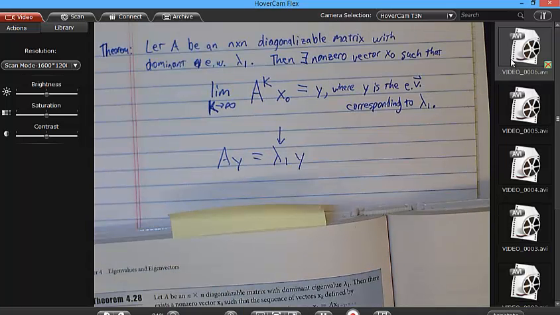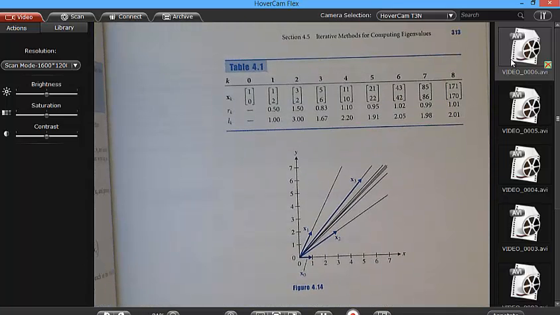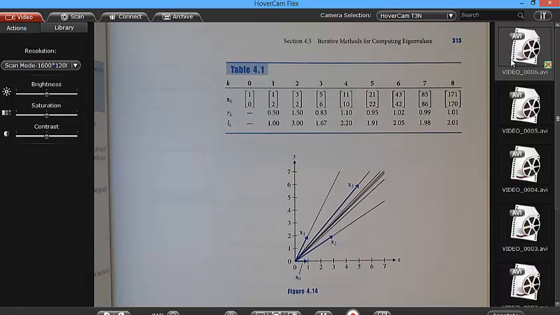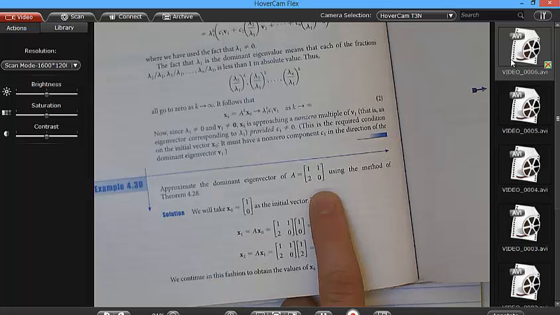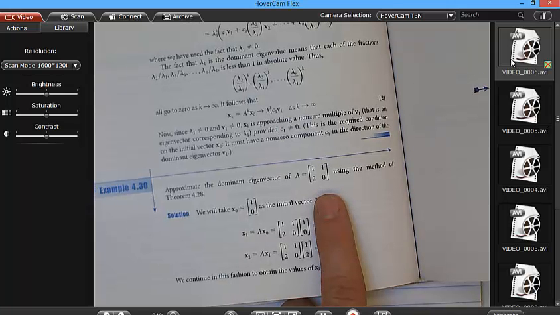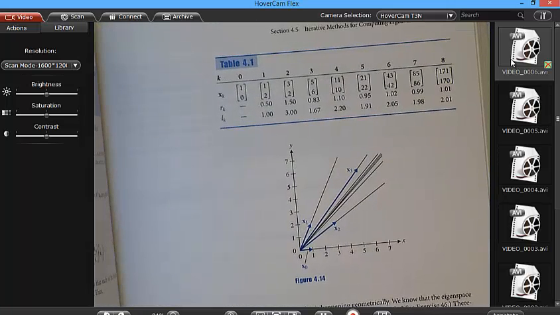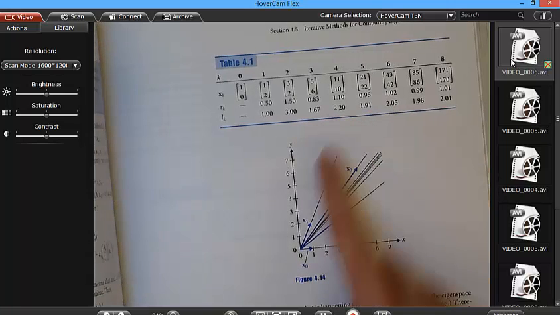I'd like to see an example. Yeah, me too. And the book does really nice examples. I mean, they do. With pictures. Oh yeah, that's why I did 1, 1, 2, 0. Approximate the dominant eigenvector using this theorem. So they keep multiplying by A over and over again. And they get a table. And my software will also give you this table.